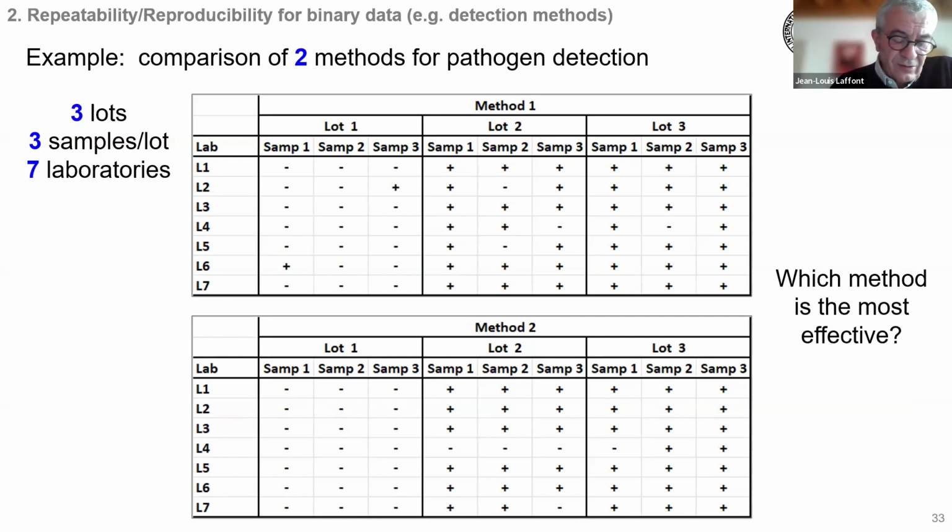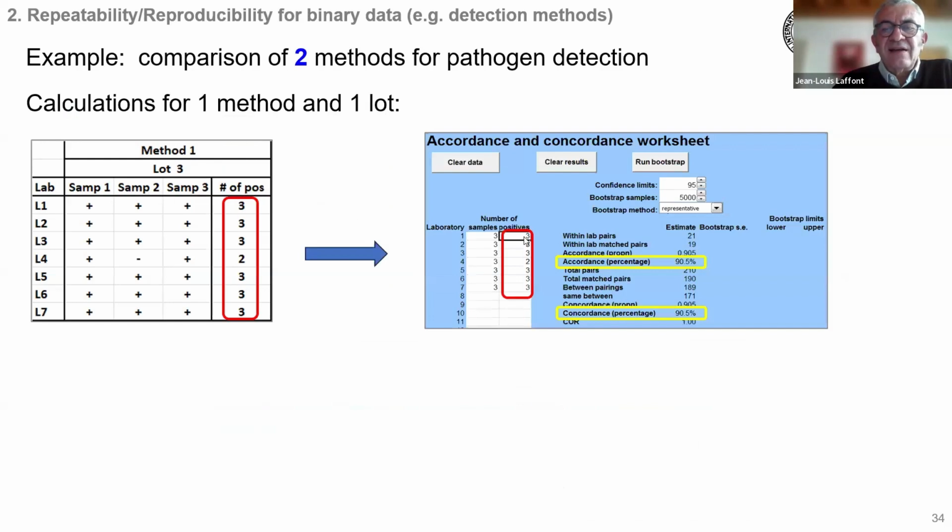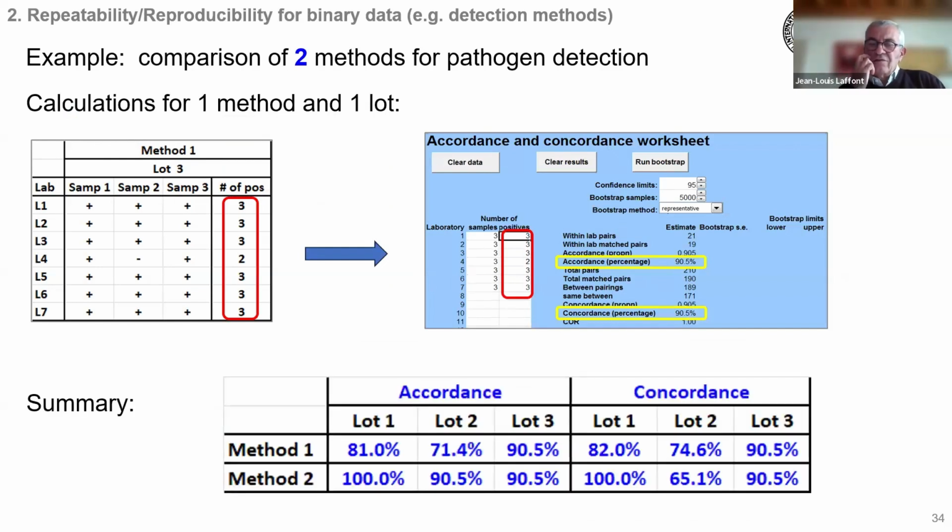So what do we do when we have this type of data? We will use the Langton tool to compute accordance and concordance for each of the methods and each of the lots, because we have to do that lot by lot. For example, for method 1 and lot 1, these are the data. We enter this data into the Langton tool, and we get an accordance of 90.5%, which is quite high, and a concordance of 90.5%.